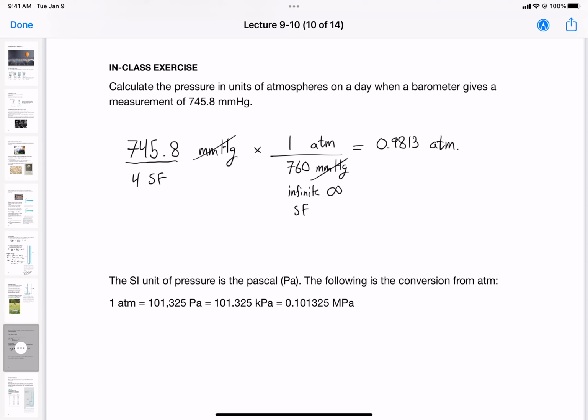And so that's going to be 0.101325 megapascals. But usually for pressures, we use pascals or kilopascals. Megapascals is usually a bit too big.